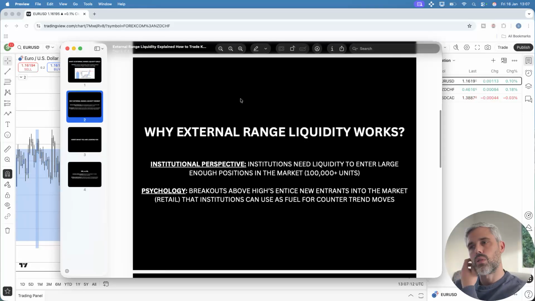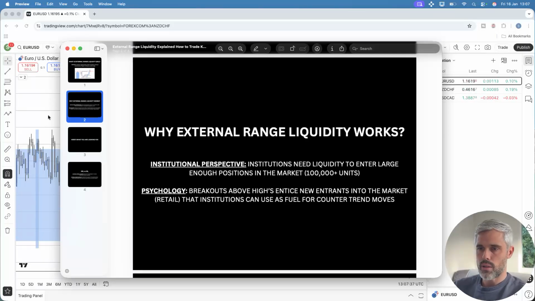Why is it important? External range liquidity works as a great place to take trades from because institutions target these areas, because this is where a huge amount of liquidity is resting in the market. So if I'm an institution and I want to fill my order, which consists of potentially over 100,000 units, I need to target big pockets of liquidity to fill those orders.